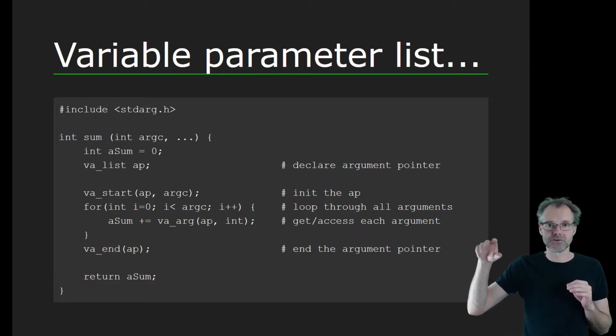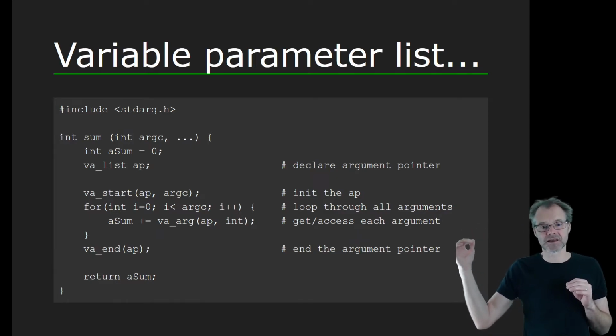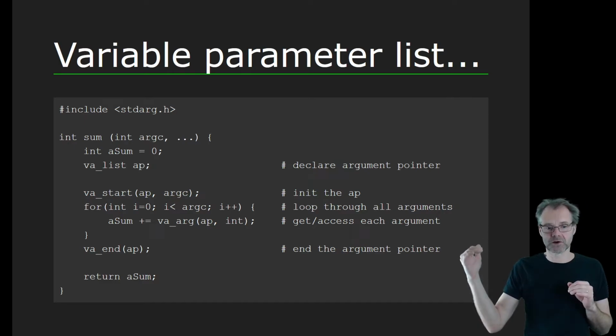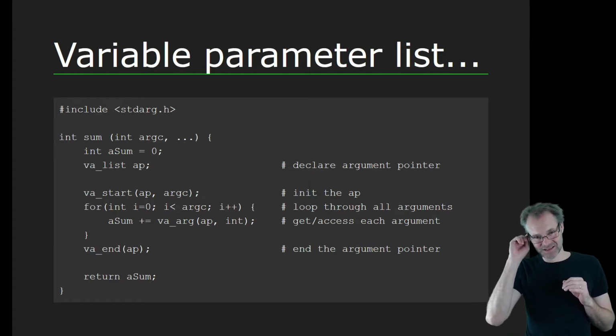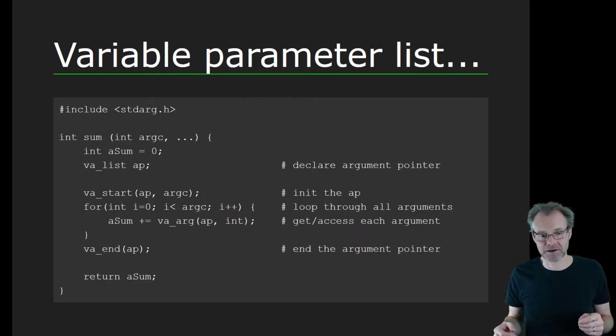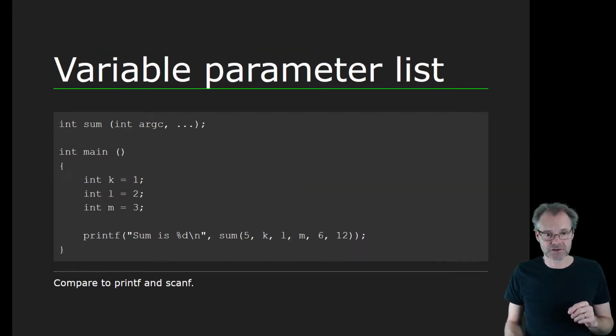So I can create a loop going through this, and I use va_arg to get each of the arguments in the list, and I also need to know what type they are. There are integers here that I'm going to sum. And when I've summed it all together, I wrap it up by calling va_end. These are the basic steps to be able to create this type of variable parameter list.